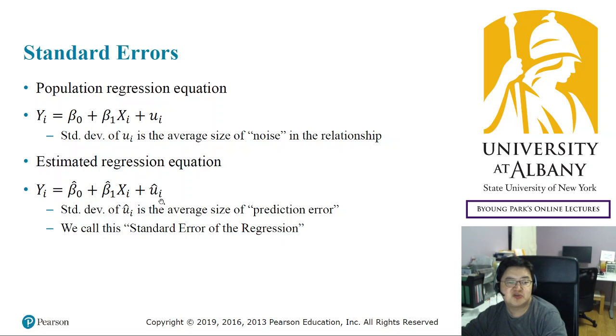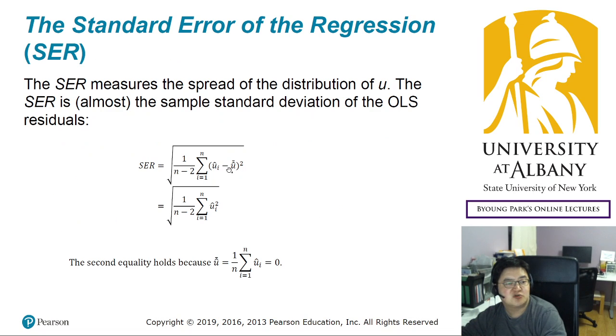Anyhow, the standard deviation of u hat is referred to as the standard error of the regression. So this is the most important measure when you assess how well you are predicting y. Then it's easy to understand why we need to calculate this. The standard error of the regression is basically the standard deviation of the residual you had.